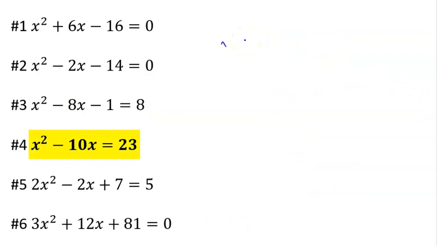For number 4, we have x squared minus 10x equals 23. This one is already set up and ready for us to begin. A is 1, and our constant is already moved over to the other side. So we can take our B value, which is -10, divided by 2, and we get -5.